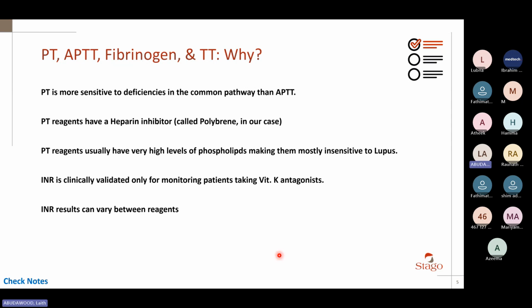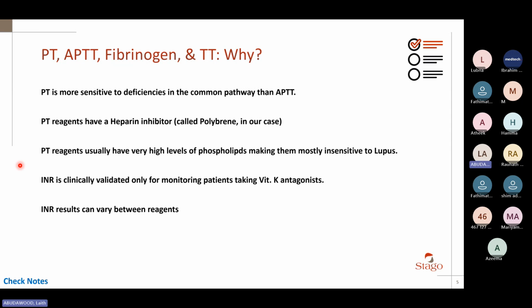We spoke about the PT reagents having heparin inhibitors, okay? In our case, the heparin inhibitor is something called polybrene. Other manufacturers use something called heparinase. Other manufacturers use something called protamine sulfate. It depends on the manufacturer. In a Stago case, we use polybrene. Now, we said PT reagents are generally insensitive to lupus because they have very high levels of phospholipids. Why? It has to do with the way they are manufactured. Not very relevant to us, but we just need to know that PT is insensitive to lupus. So PT as a test is not very useful to screen for lupus.